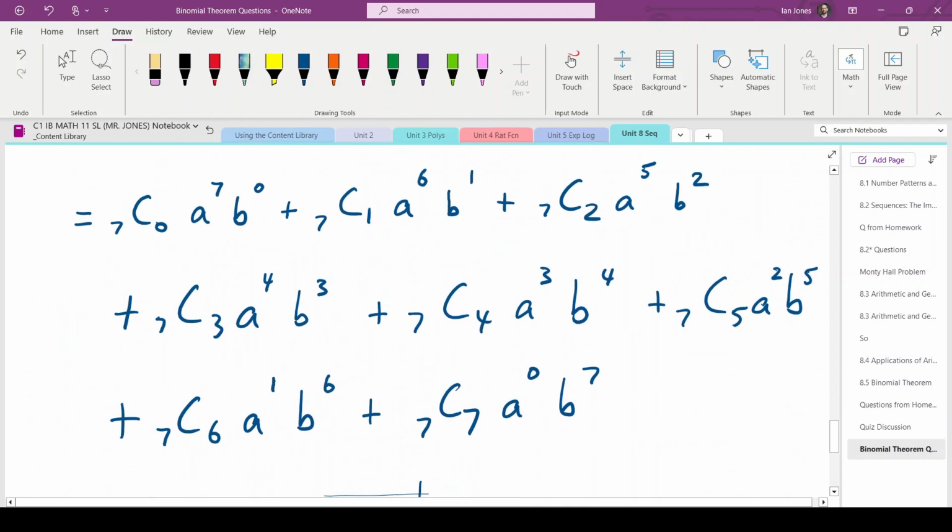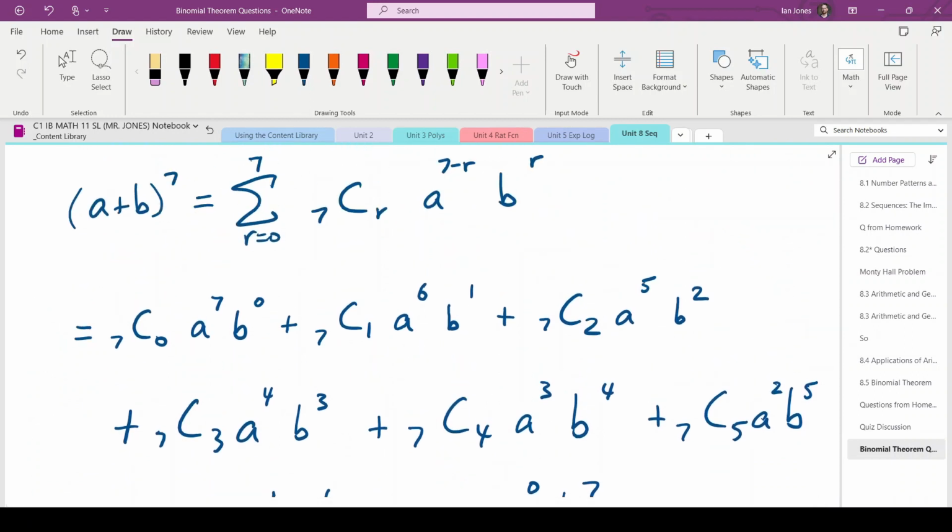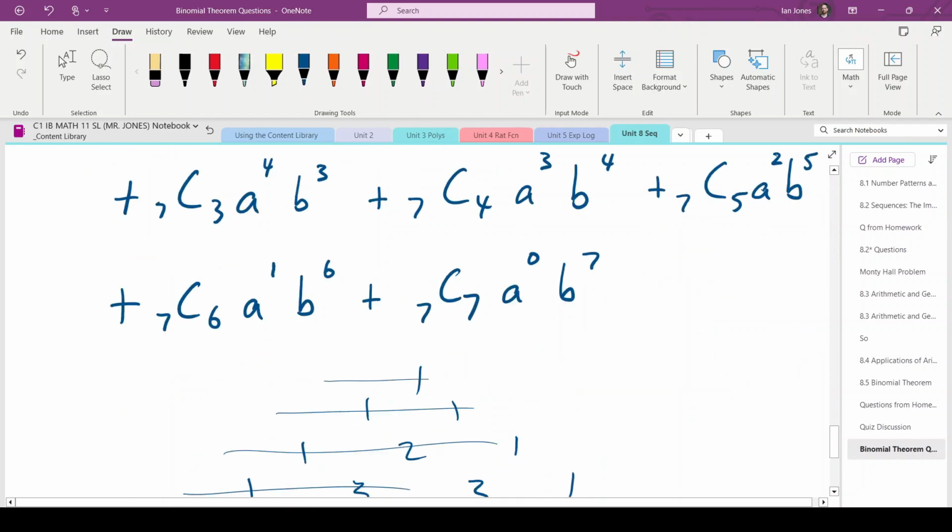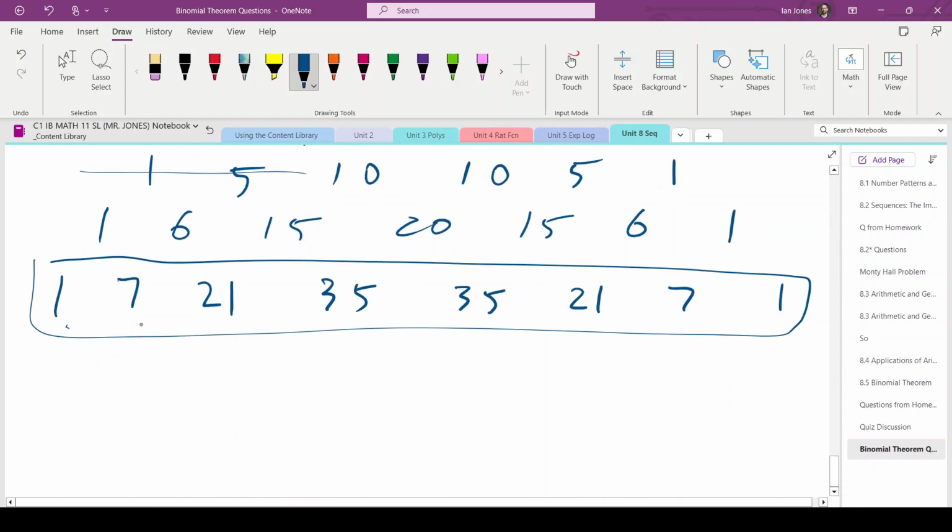Notice that I have n equals 7, and so I have 8 terms because we start counting with r equals 0. So the number of terms is always n plus 1. And here I have 1, 2, 3, 4, 5, 6, 7, 8. That's n plus 1.